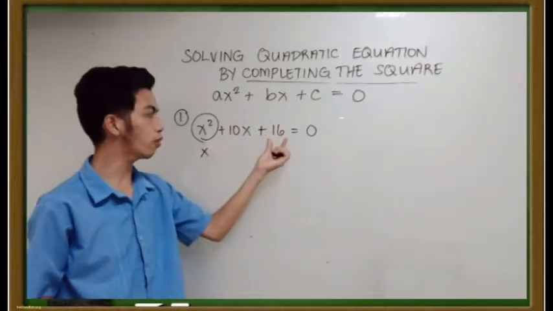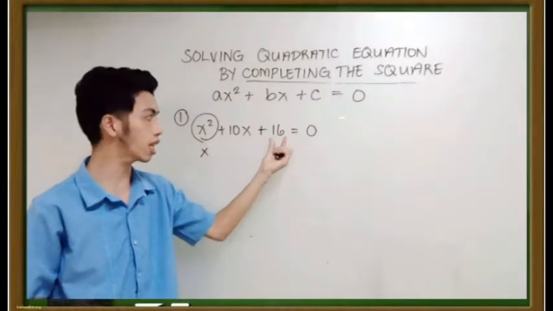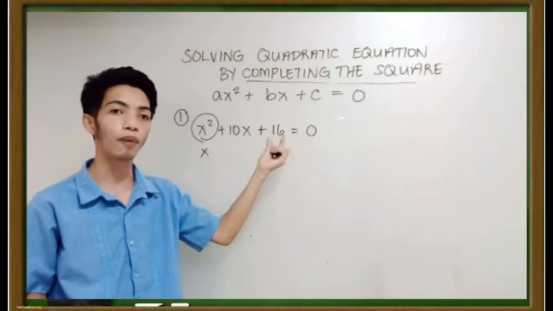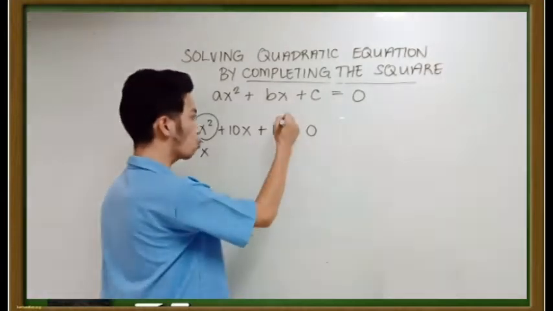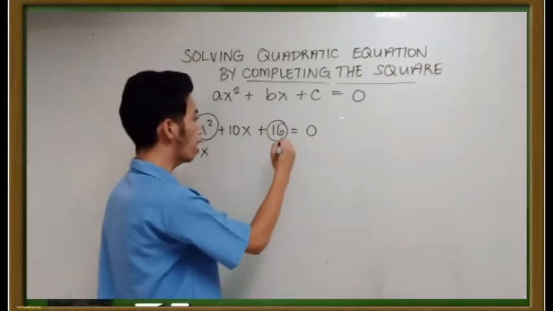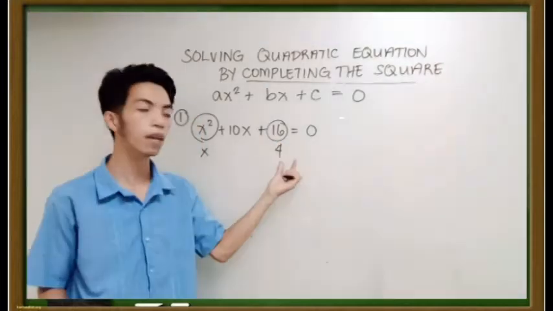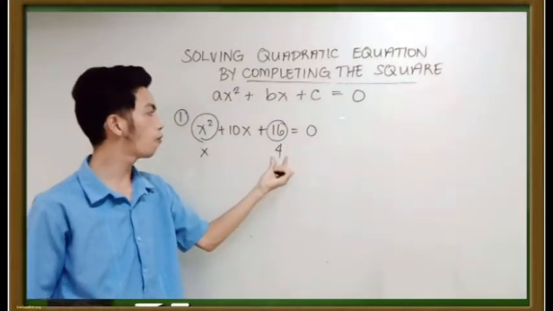Now, look at the third term. The third term is 16. It is a perfect square, wherein the square root of 16 will give us 4. Okay? This will give us 4.